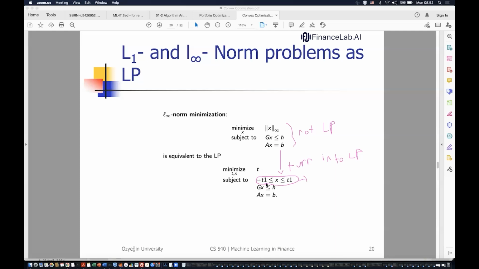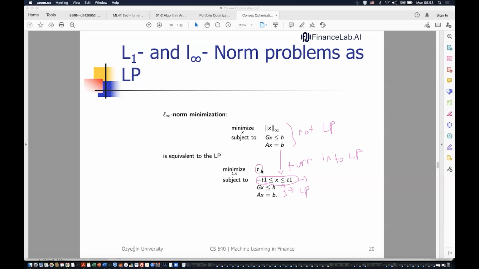And it's bounding x both below and above by t, for vector t, multiplied by the one vector. And again, the rest of the constraints here are the same. Here we have linear programming constraints that are already defined: the inequality constraints, smaller or equal, and the equality constraints. And this is the constraint that we are looking for here.